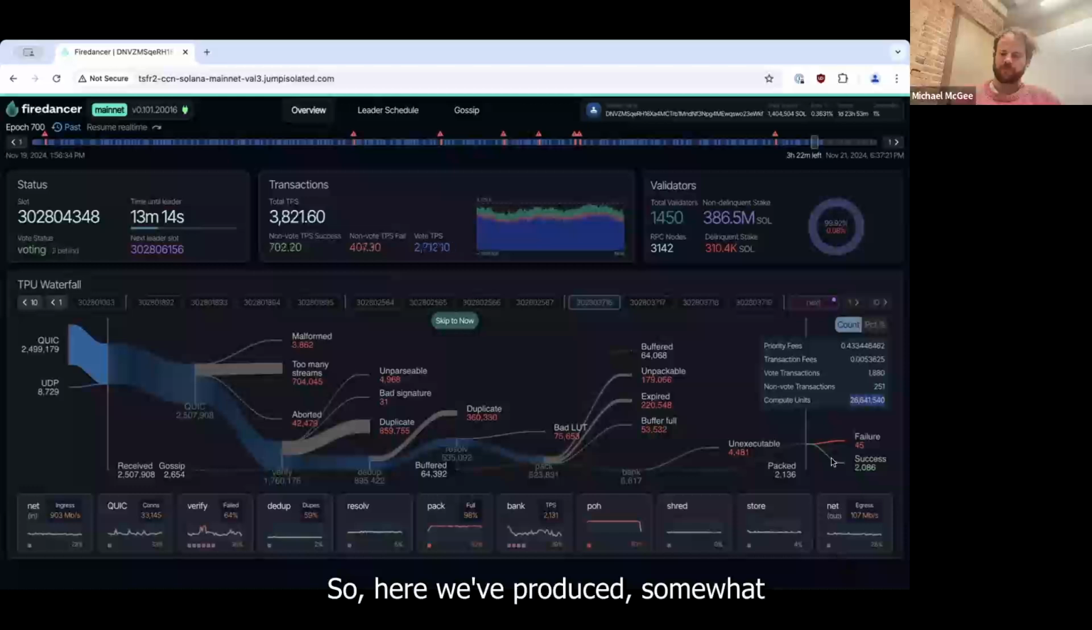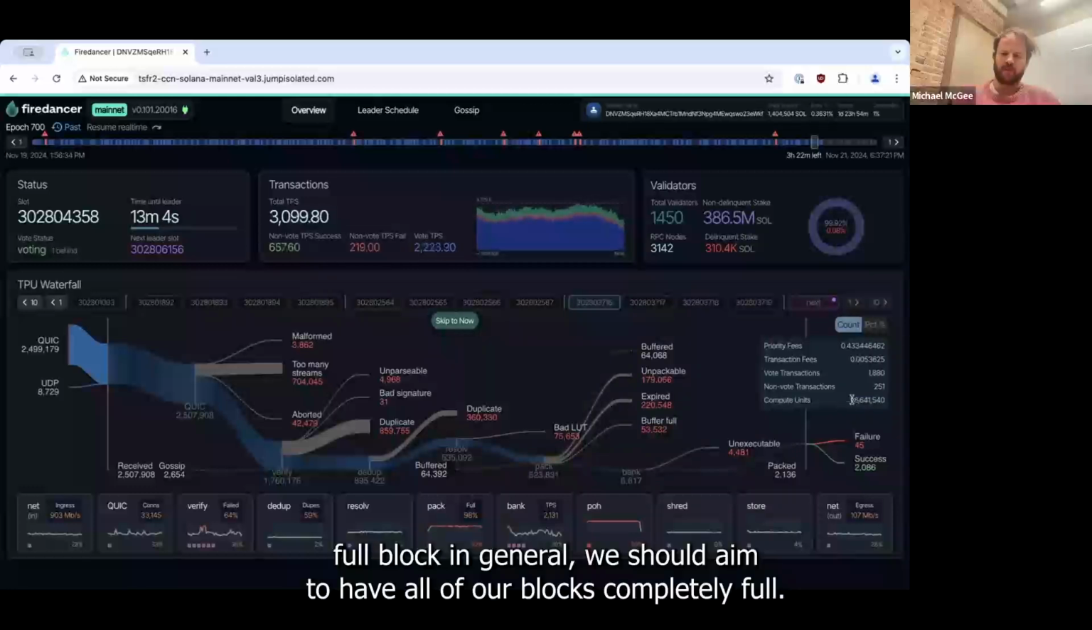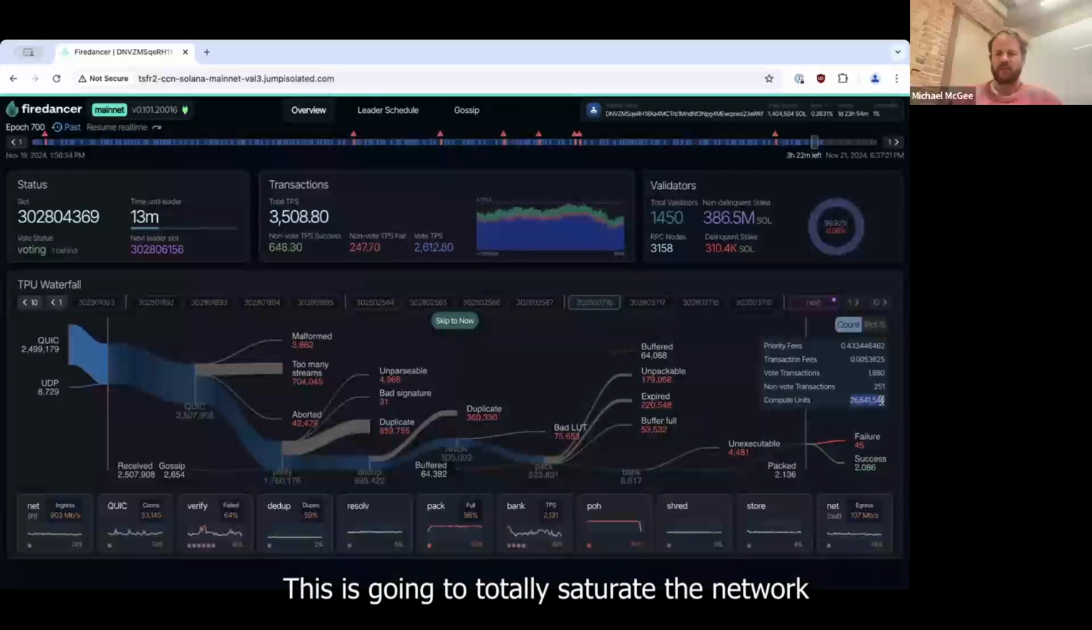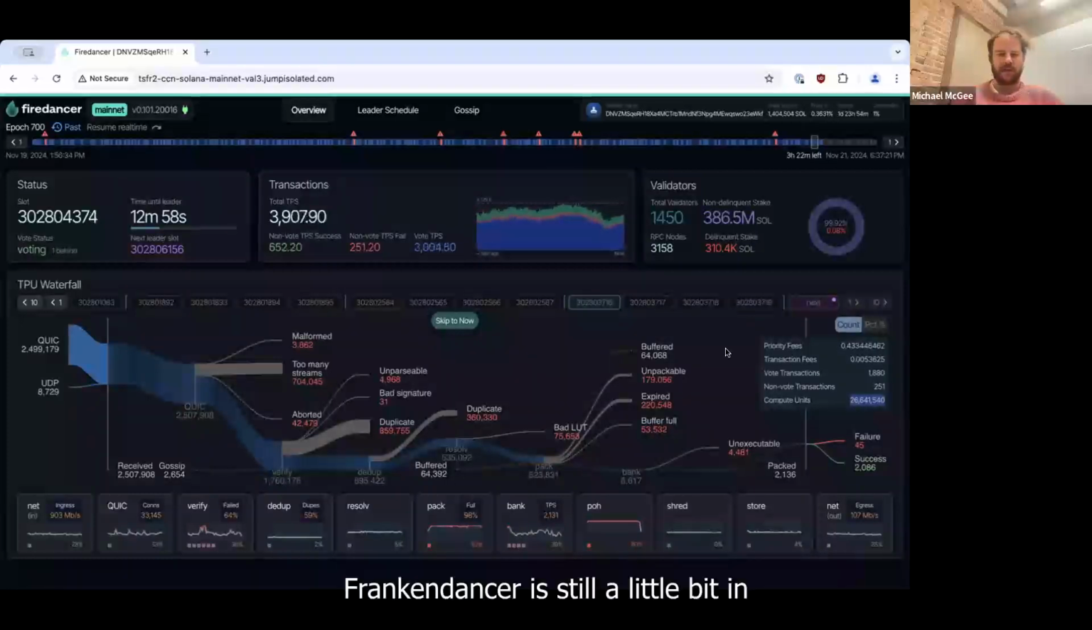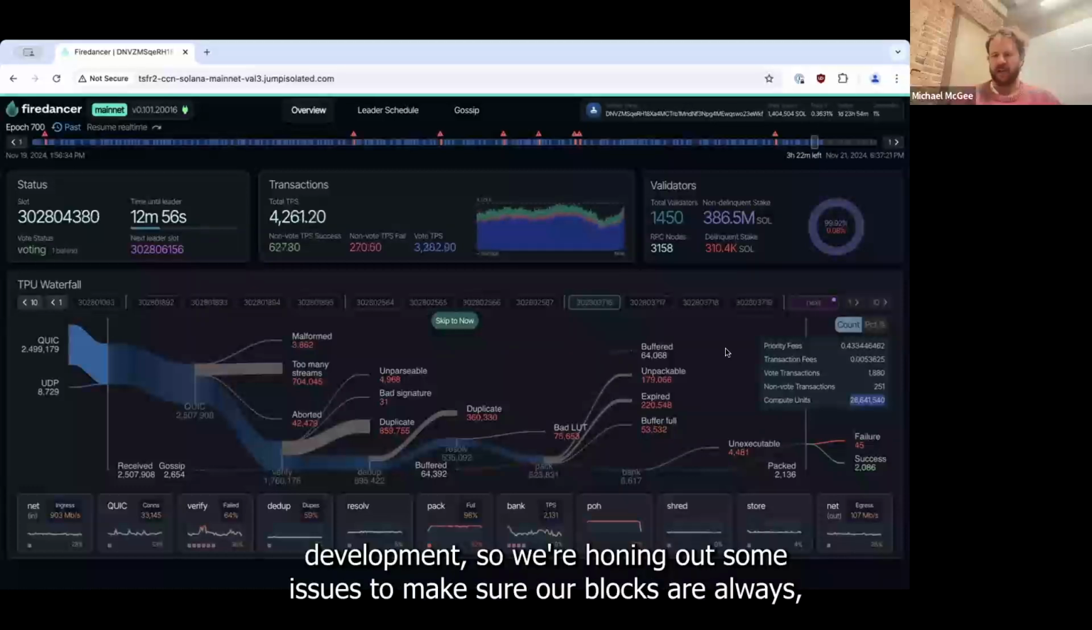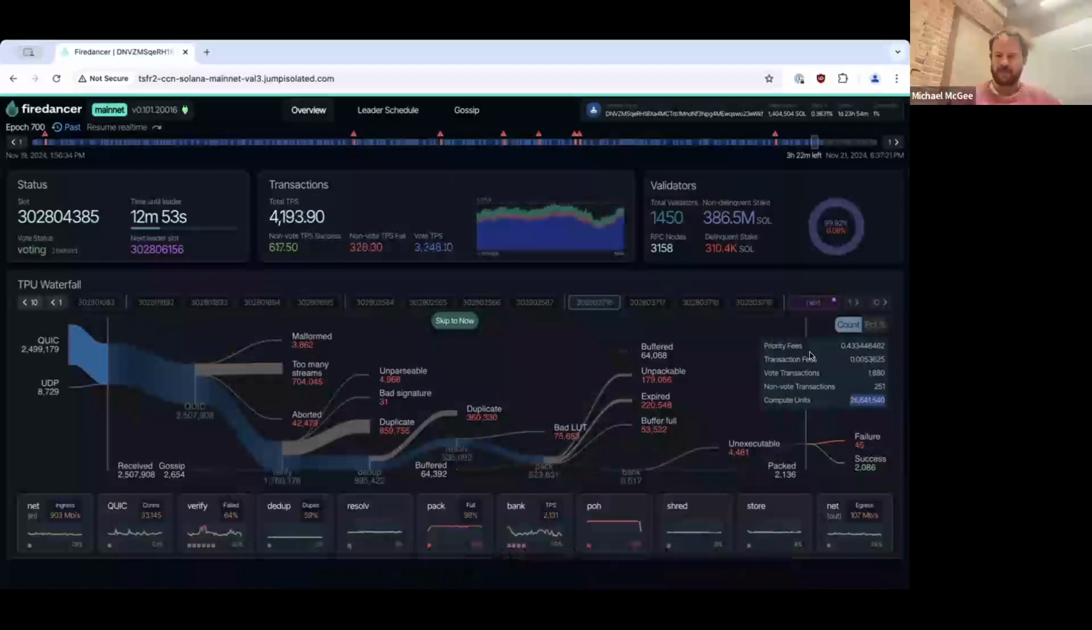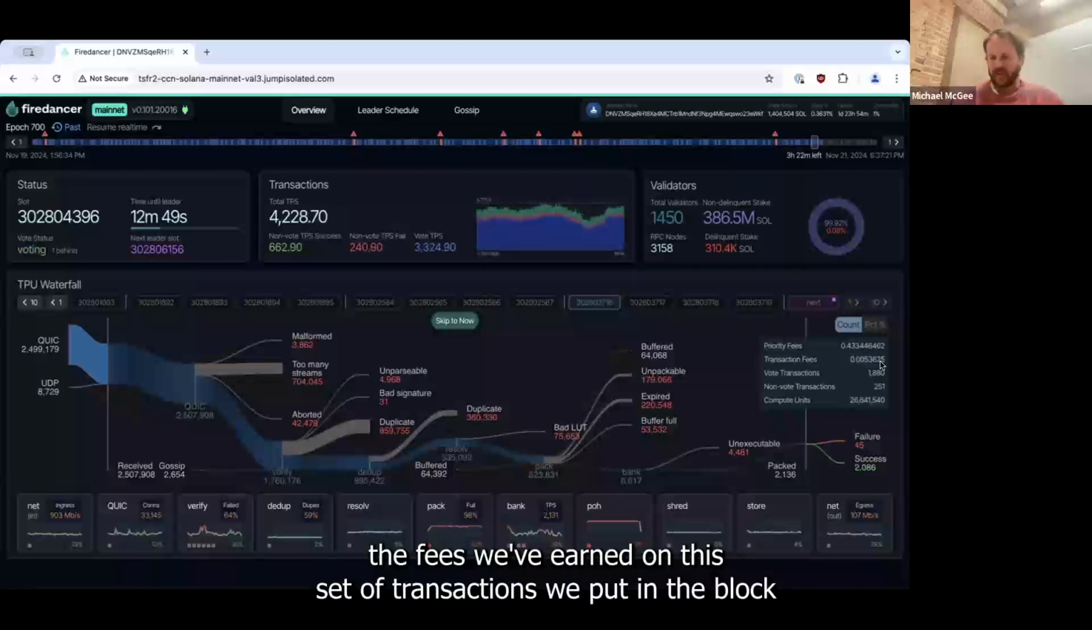So here we've produced a somewhat full block. In general, we should aim to have all of our blocks completely full. This is going to totally saturate the network. Firedancer is still a little bit in development, so we're ironing out some issues to make sure our blocks are always completely full. And here you can see the fees we've earned on this set of transactions we put in the block.